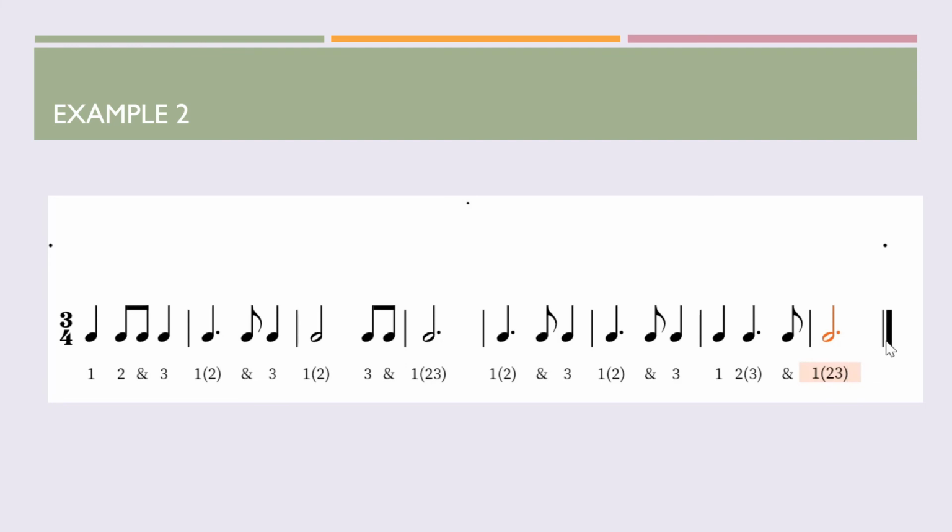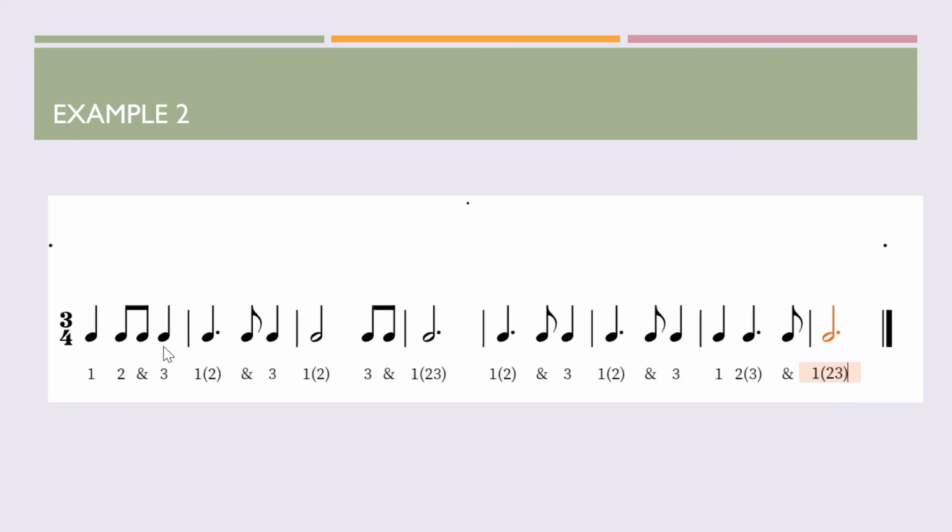For those of you who are used to the rhythmic syllables, we can do those as well. So we'll have ta, ti, ti, ta, ta, i, ti, ta. Let's try it. So here are your 3 metronome clicks.